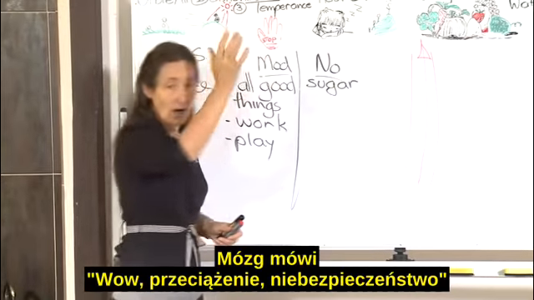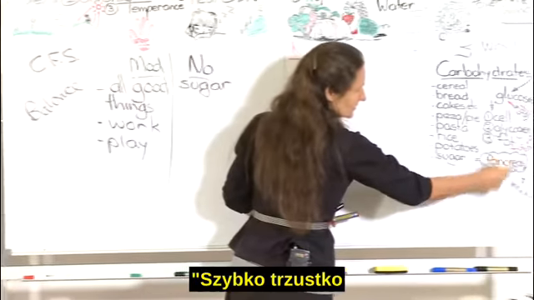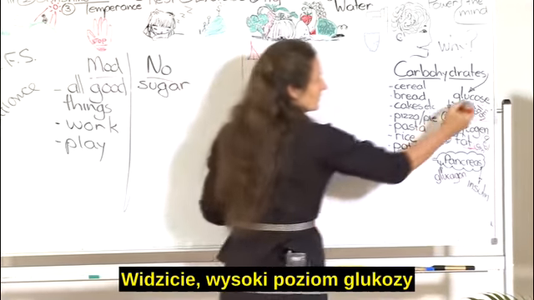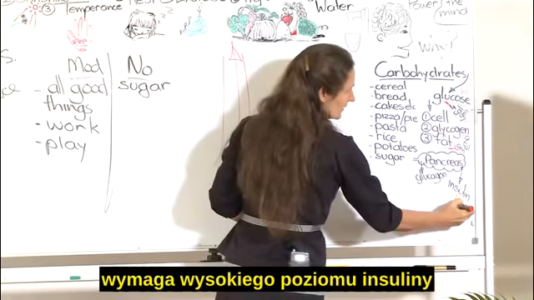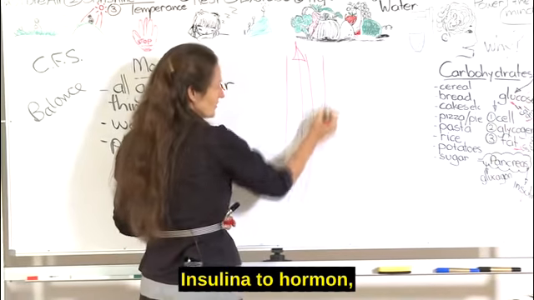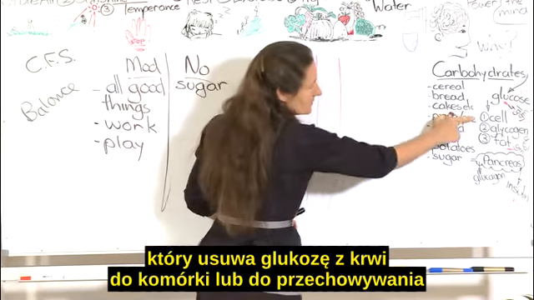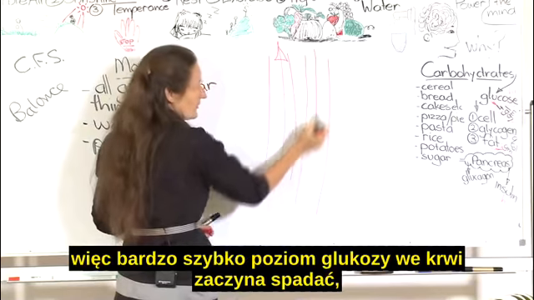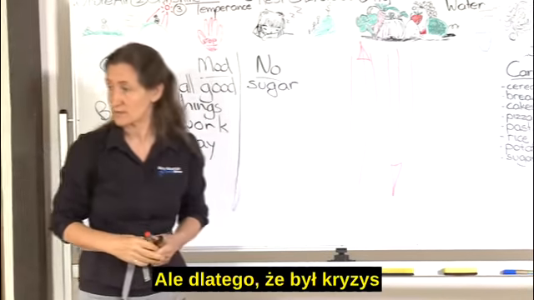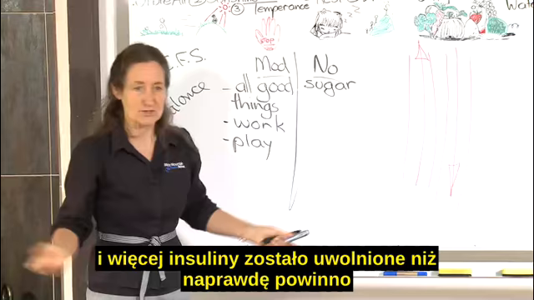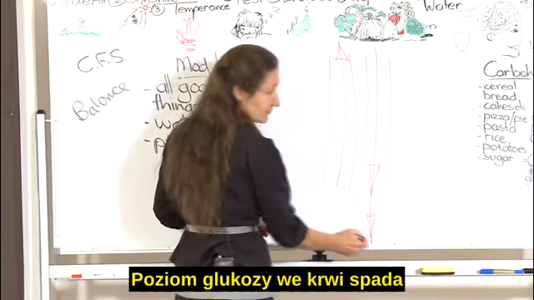Brain says, whoa, overload, danger. Quick, pancreas, release insulin. You see, high glucose demands high insulin. Insulin is the hormone that gets the glucose out of the blood and into the cell or into storage. So very quickly blood glucose levels start to drop. But because it was a crisis and more insulin was released than it really should have been, blood glucose levels are dropping.